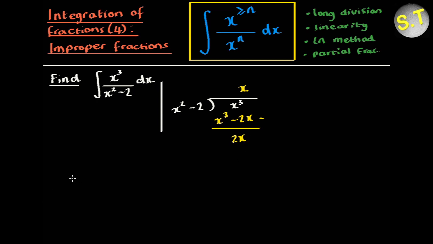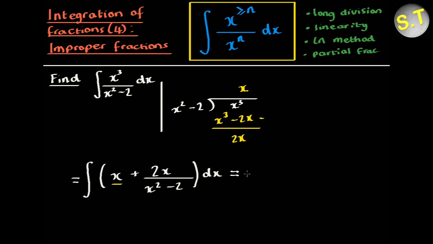So now the integrand is simplified to, we have our x term, however we have 2x remainder, so we need to still have this divided by the x squared minus 2 term. So plus 2x divided by x squared minus 2. Now we can integrate this directly. If we take the integral of x, all we need to do is increase the power by 1 and divide by the new power, like we saw in a previous video.